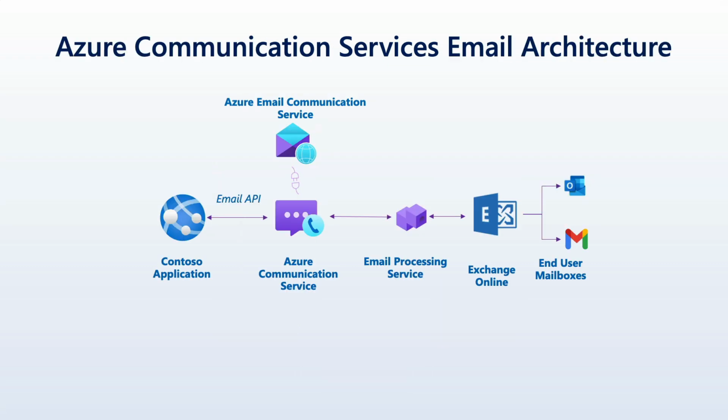If we break down how this works from a high level, this is what it looks like. You'll have a custom application like the Contoso application that you see here. You can then integrate with the Azure Communication Services and the email functionality. Take advantage of an email processing service that'll handle sending these through Exchange Online, and then your end users get these emails in their inboxes. As mentioned earlier, you can do this by setting up a custom domain if you'd like, and you'll learn a little bit more about that in the demo that's coming up.